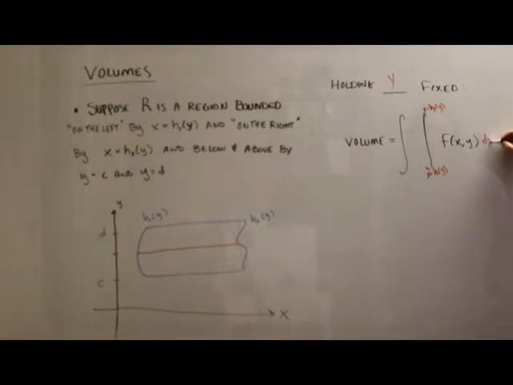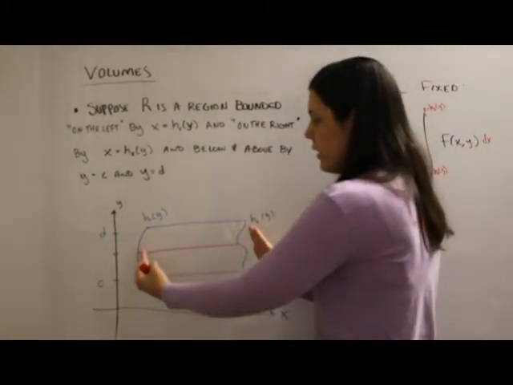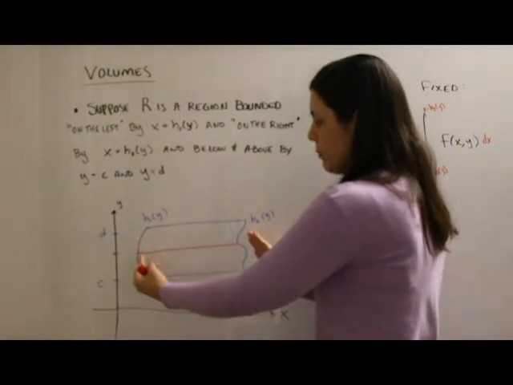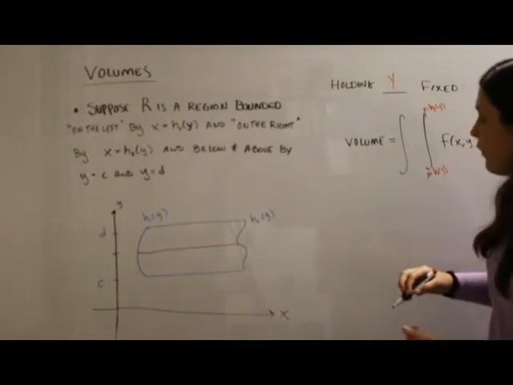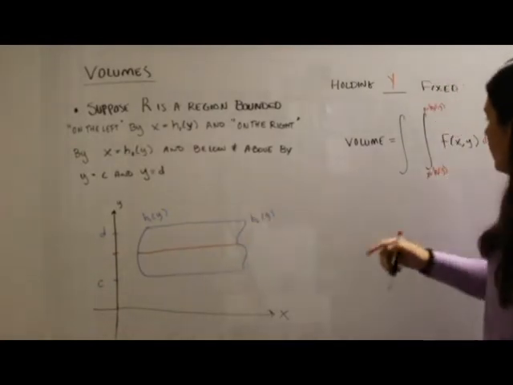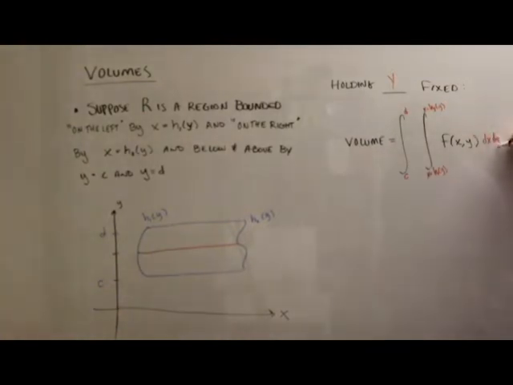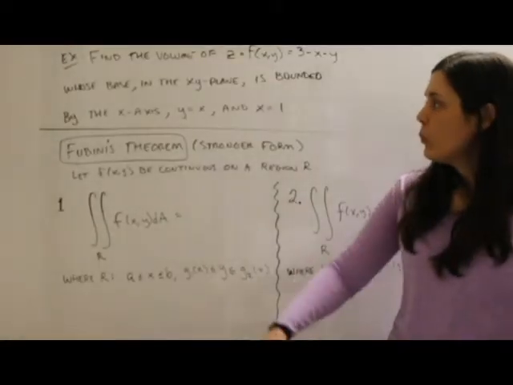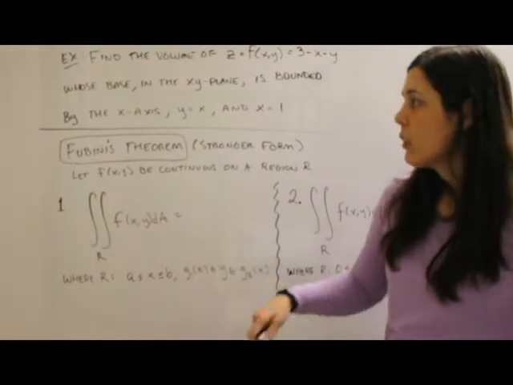And so because we held y fixed, we integrate with respect to x first. Then after we figure out this area between these curves, we're going to integrate with respect to y after that. So then we'll integrate between c and d for y. So dx and then dy. Now, right before we get into this example, we're going to talk about Fubini's theorem, a new version.